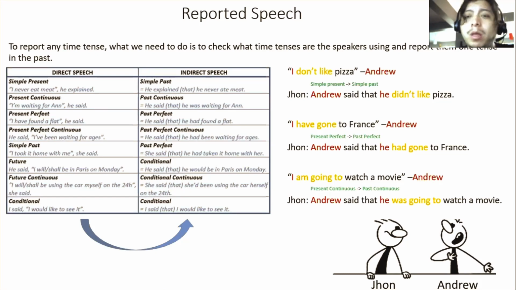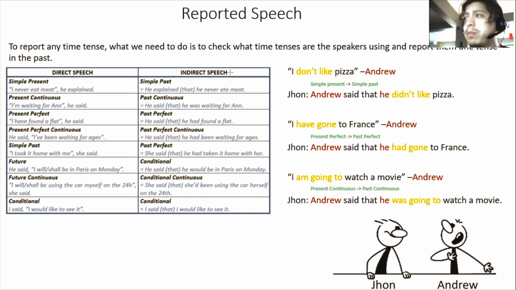Okay, on the last video we were speaking about reported speech, and we didn't really finish speaking about it. I think we only started to explain what it is. As you remember, reported speech is opposite to direct speech. We have two types of speech in English: direct speech and reported speech.